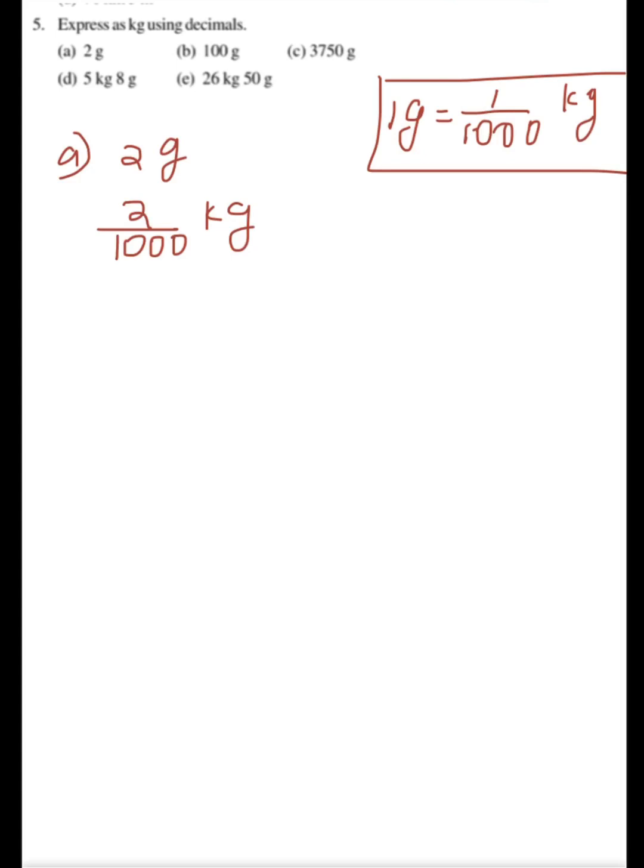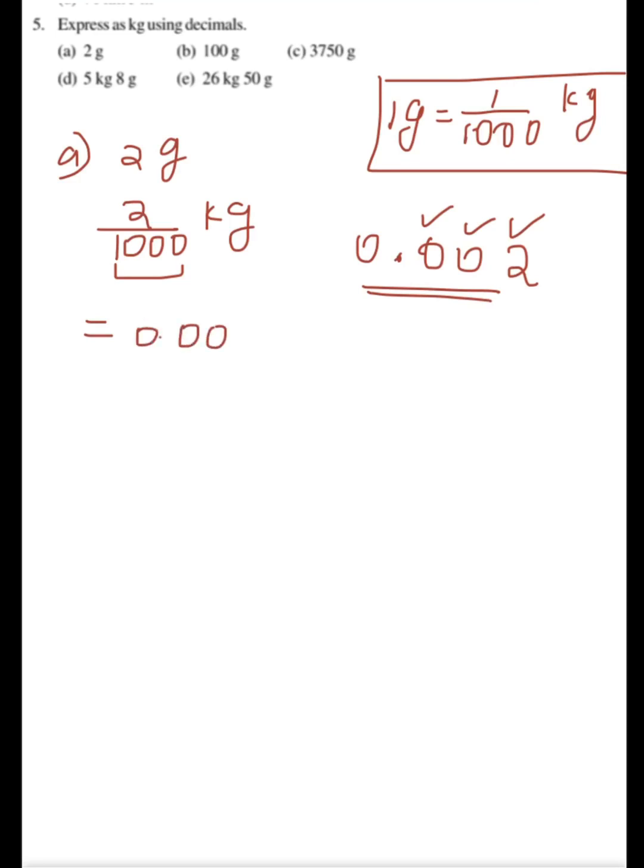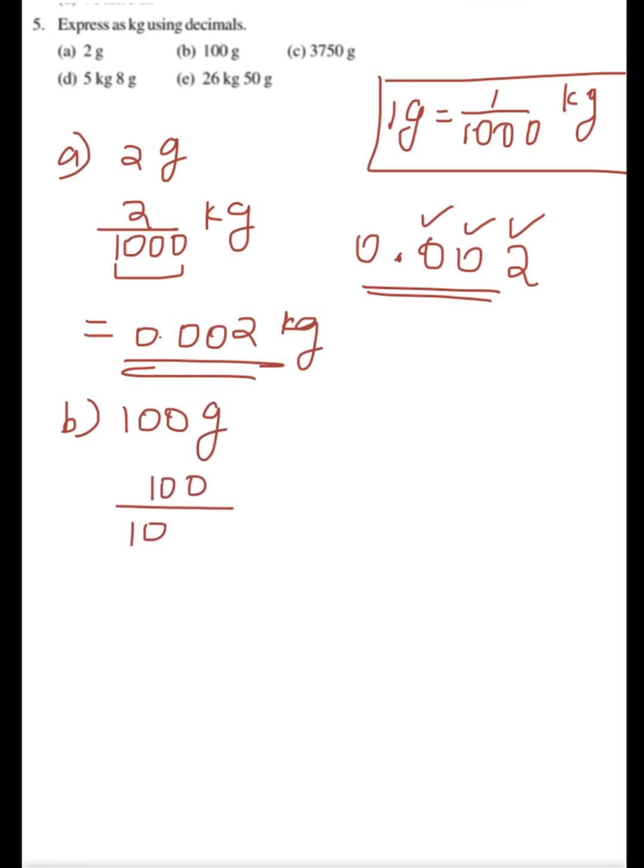Now what is 2 by 1000? 2 by 1000 means in 1000 3 zeros are there. So after the decimal point 3 numbers should be there. 1, 2, 3. So here you will put the decimal point. So our answer will be 0.002 kilogram. Okay, 0.002 kilogram. Now what is next? 100 gram. So what you have to do? You have to divide this 100 by 1000 so that it will get converted to kilogram.